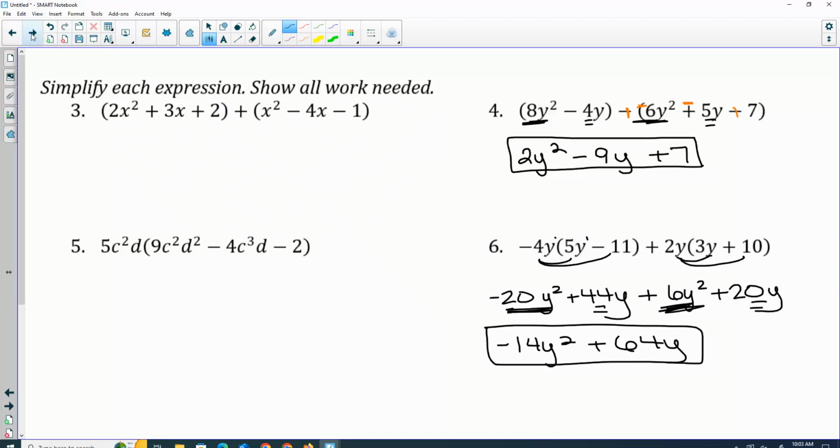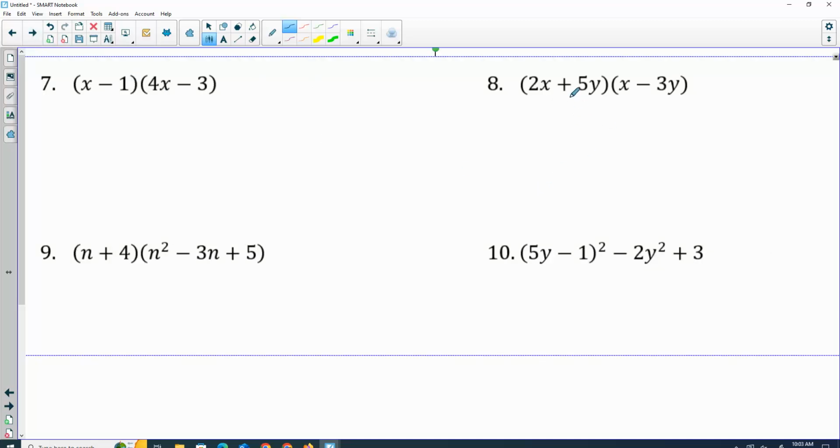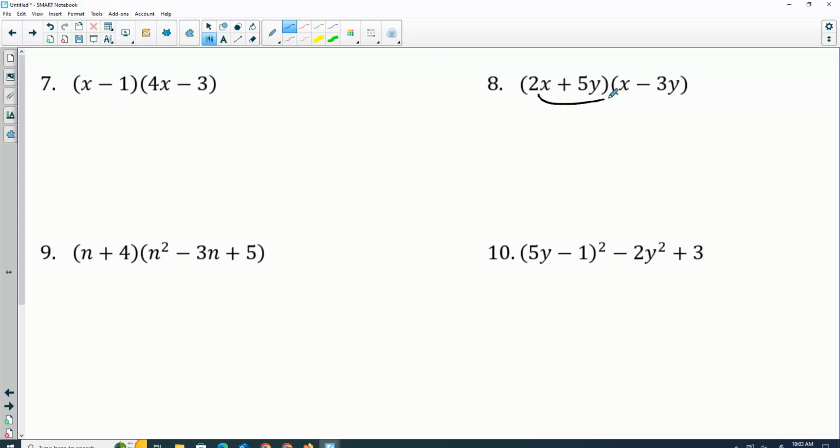If we look at problem 8, when you are multiplying, you have to take everything in the first times everything in the second with FOIL. So 2x times x is 2x squared. 2x times negative 3y is negative 6xy. 5y times x is positive 5xy. 5y times negative 3y, so that would be a negative 15y squared. But we're not done.